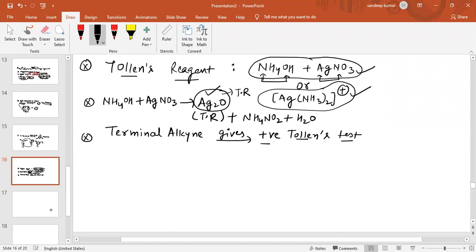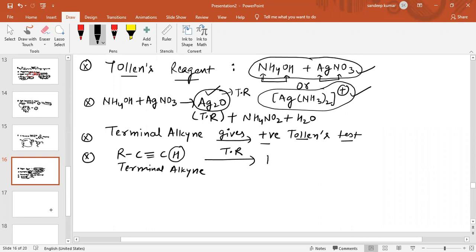Now see what happens. If the compound is like this, RC triple bond CH, is this a terminal alkyne? Yes, because hydrogen is attached to an sp carbon. So this is a terminal alkyne. When a terminal alkyne reacts with Tollens reagent, a positive Tollens test will be given.